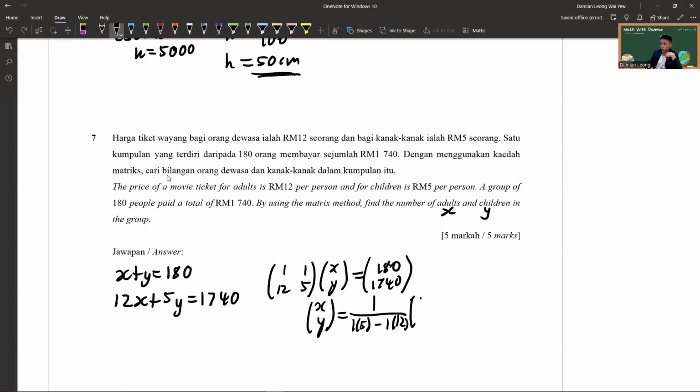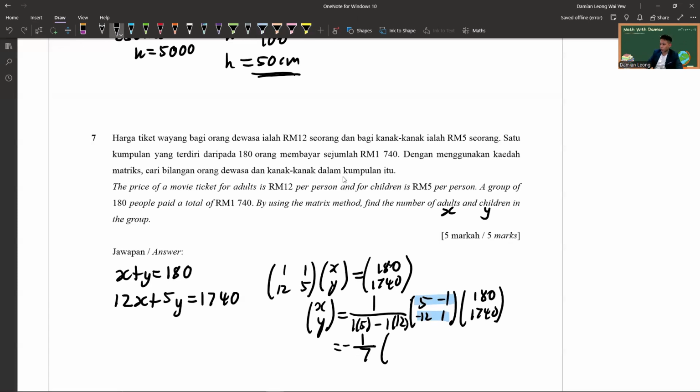Okay, switch A and D, negative the B and C, times 180, 1740. So it's 1 over 5 minus 12, negative 7. So negative 1 over 7. Yeah, multiply these matrices. So first matrix, we follow the rows. Second matrix, we follow the columns.